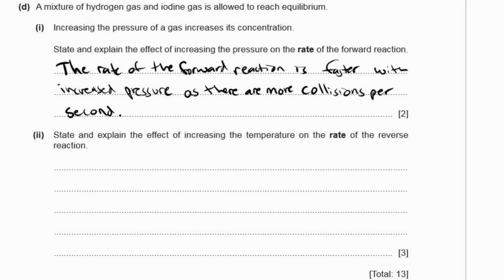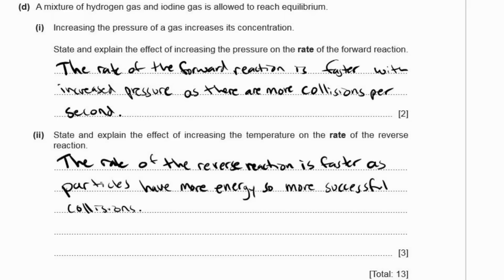So the next one, 2, state and explain the effect of increasing the temperature on the rate of the reverse reaction. Does the rate increase or decrease, and why? So again, the rate of the reverse reaction is increased as the particles have more energy. Because of that, they have more collisions that are successful, more successful collisions. So the rate of the reverse reaction is faster as particles have more energy, so there are more successful collisions.